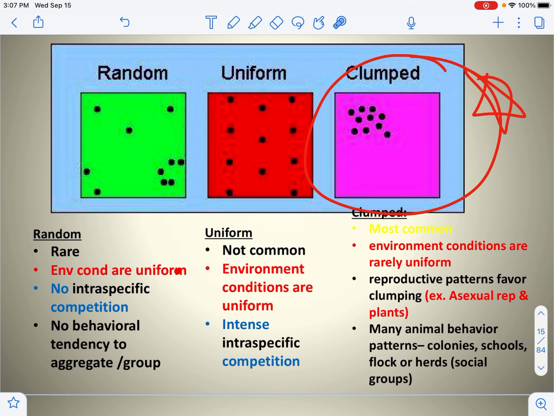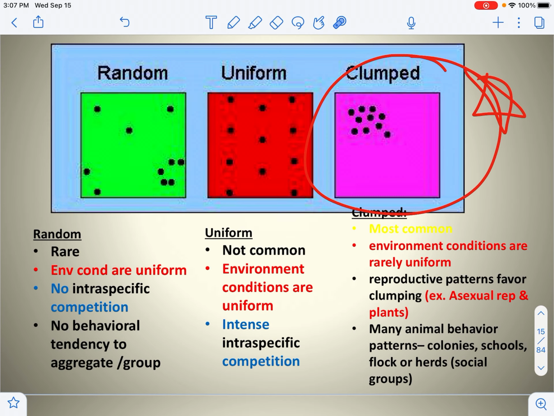So if I give you a condition and I say that the environmental conditions are uniform, it could be one of those two. If I said to you the environmental conditions are not uniform, that's what's going to lead to clumping, okay? Or they're going to live near a water source or a food source, etc.